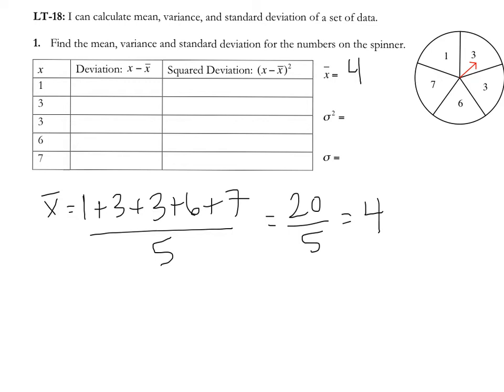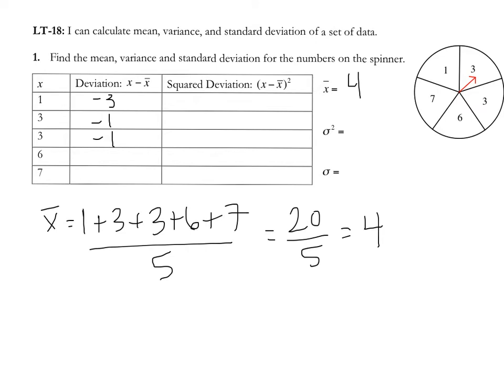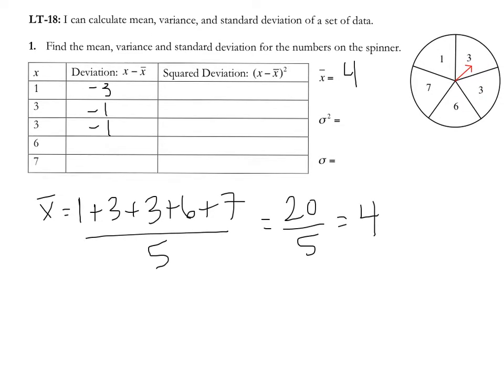So here, if we do 1 minus 4, we get -3. If we do 3 minus 4, we get -1. 3 minus 4 is -1. 6 minus 4 is a +2. And 7 minus 4 is a +3.